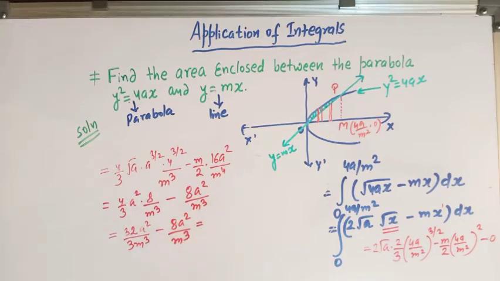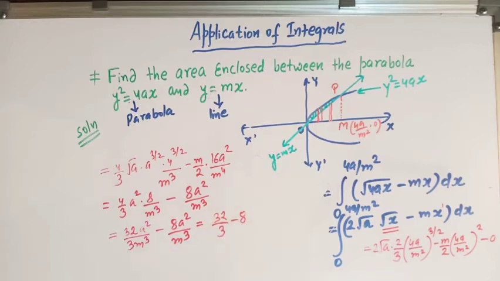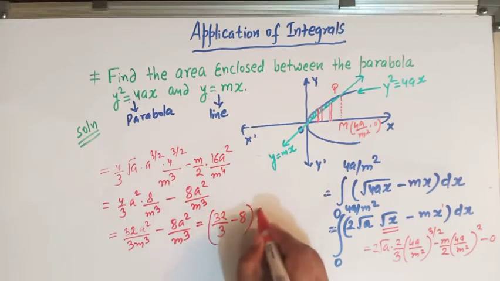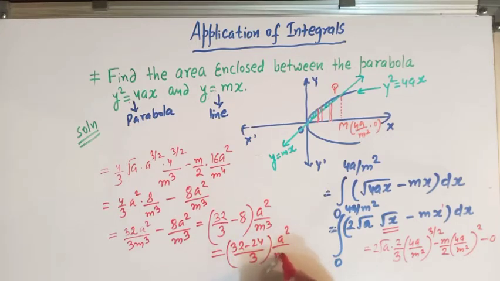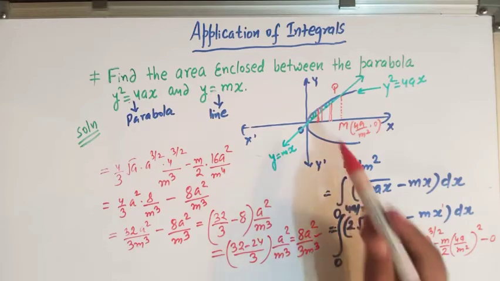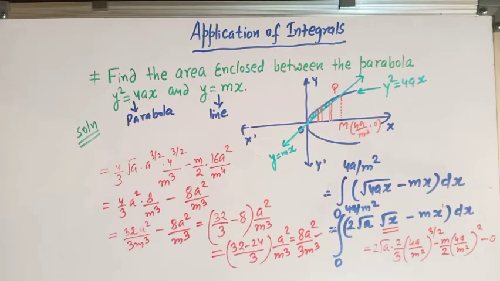Now we take this is 32 by 3 minus 8, and we have a square by m cube, and this is 3 8s are 24 by 3 a square by m cube. So this is equal to 8a square by 3m cube. So this is the area enclosed between this parabola and the line. Clear?